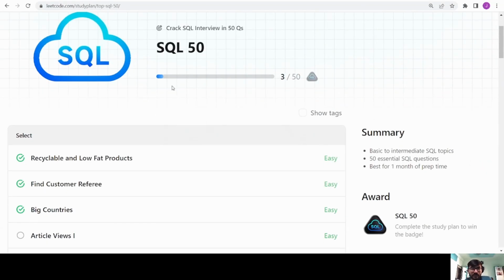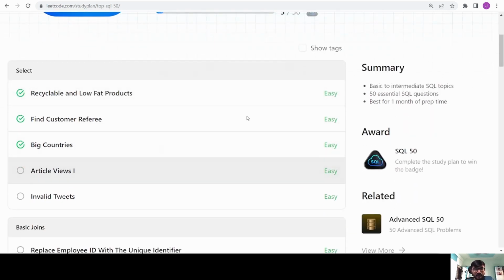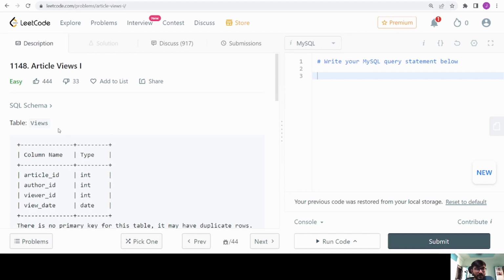So we have already solved three problems of the top SQL 50 interview questions, and now we are at the fourth question, which is Article Views I. So let's dive deep into the question.